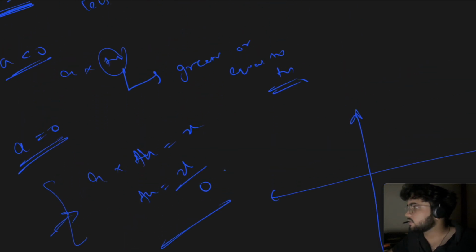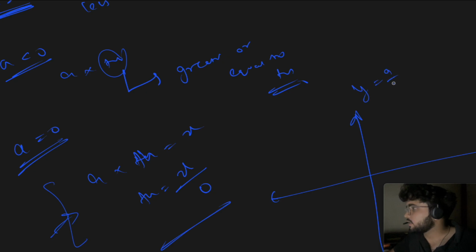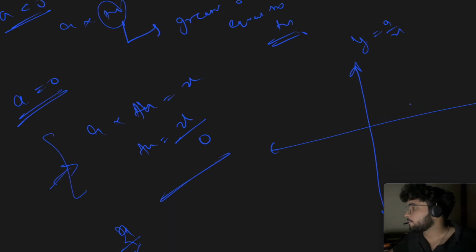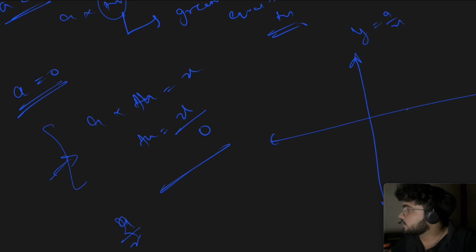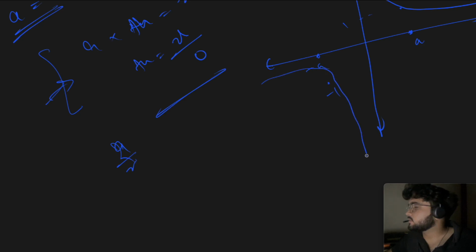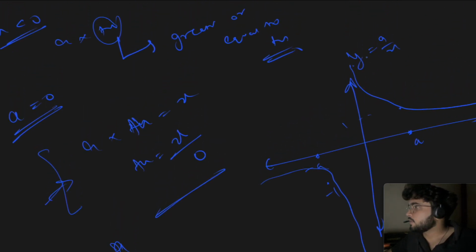Let's say this is the graph for y equals a upon x. This is x. At x equals a, y will become 1, and at x equals minus a, y will become minus 1. At x equals infinity, y will become 0. This goes something like this, and this goes something like this. Okay, what is this y?